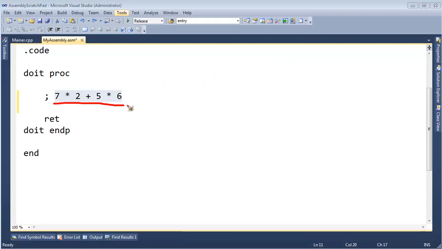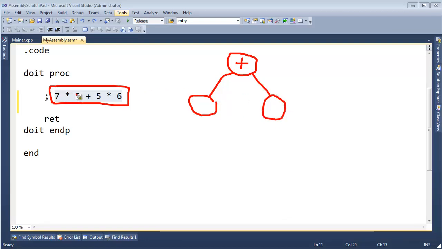Well, what's the last thing to evaluate in this expression? I just evaluated it for you. What was the last thing that I did? It was the plus sign. So the plus sign goes here at the root of the tree. The plus sign is a binary operator in this case, so it has 2, that's what bi means, 2 child nodes. What's on the left and what's on the right? If you remember, I added the result of 7 times 2 and the result of 5 times 6. So the left side is this multiplication symbol here, which I will draw like so. And the right side is this multiplication symbol right here.